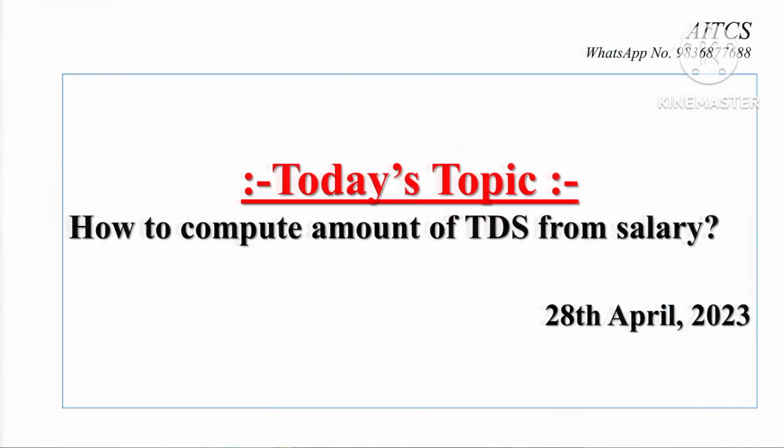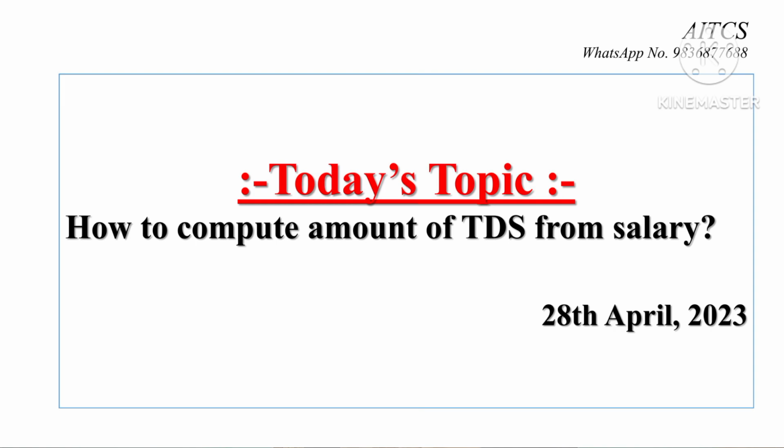Most of the people get confused in the first type, that is TDS from salary, because in the second type the government has clearly fixed a certain percentage. For example, under section 194J, the TDS rate is 10%. So in this video we will try to give the answers and also clear the doubts in TDS from salary. So the question is how to compute the amount of TDS from salary. So guys, without wasting your time, let's first clear this doubt.